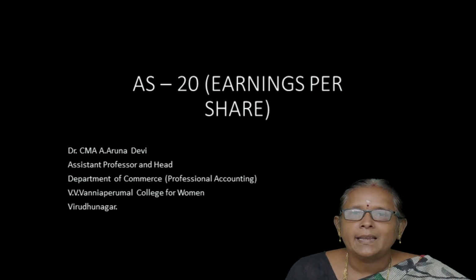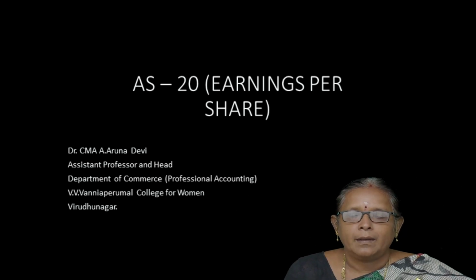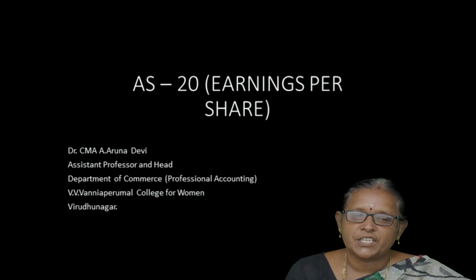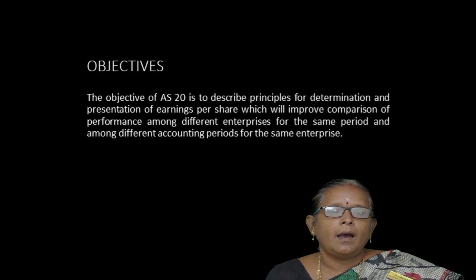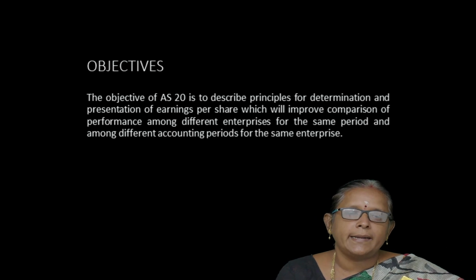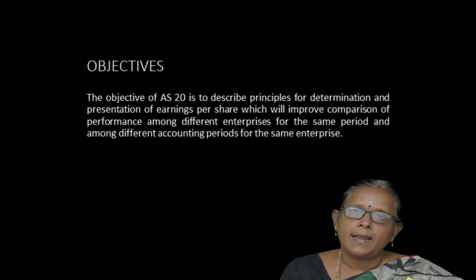Today let us see AS 20, that is Accounting Standard 20. This relates to earnings per share. Before going into the subject, to study an accounting standard, first we have to study the objectives, then applicability and non-applicability of that particular accounting standard, and then conceptual definitions related to it, and then we go to the subject.